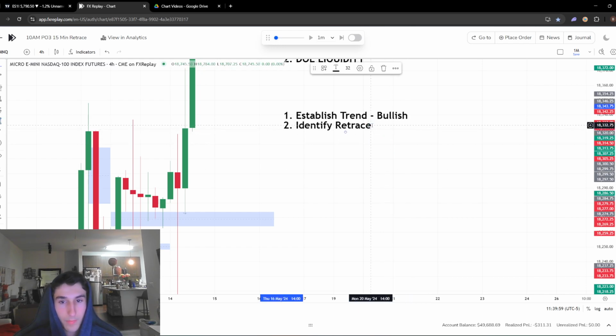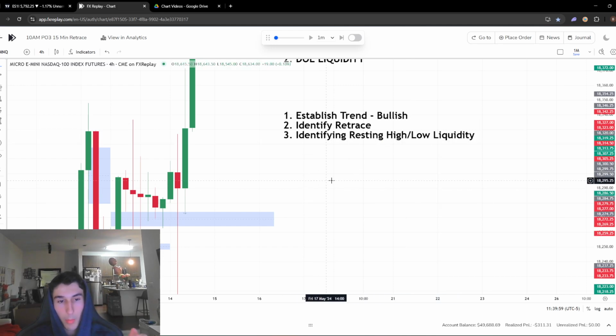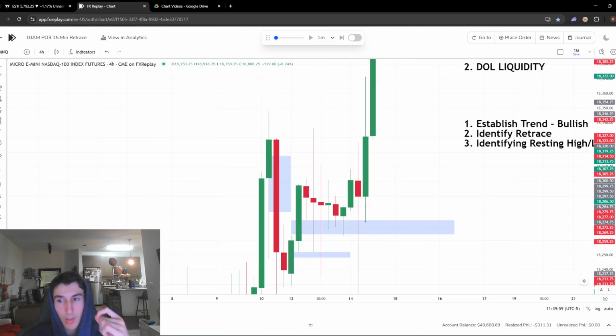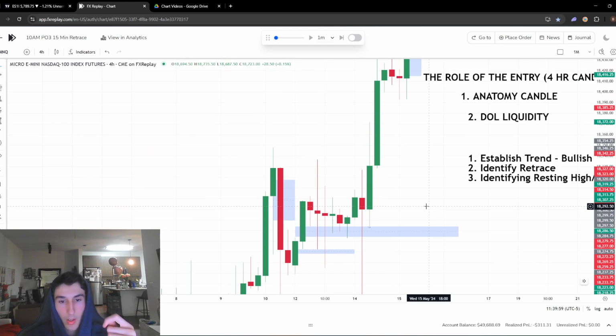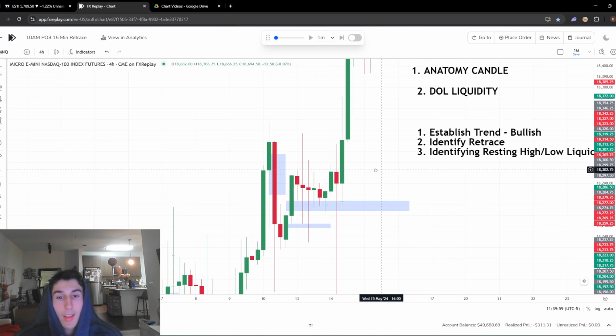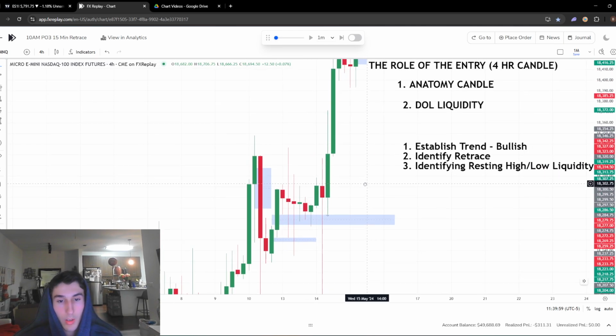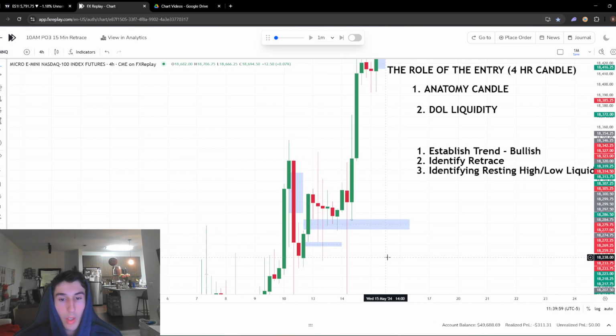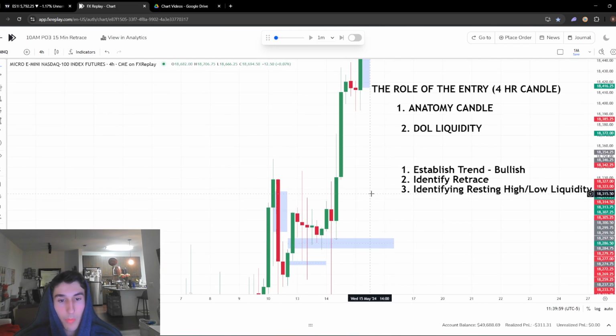The third step in finding the draw on liquidity is identifying resting high/low liquidity. What does that even mean? Basically, just identifying that last high in the trend. So what is the last level of liquidity, the area or level high that hasn't been taken out yet, right?